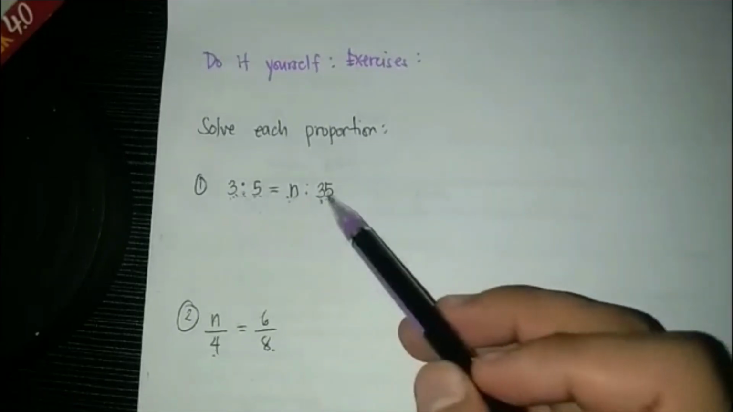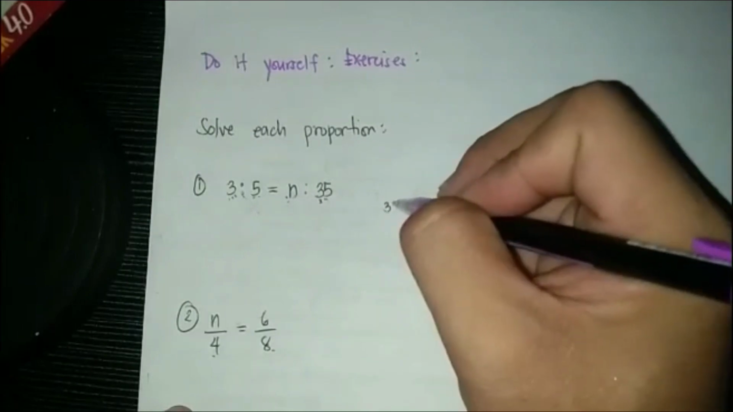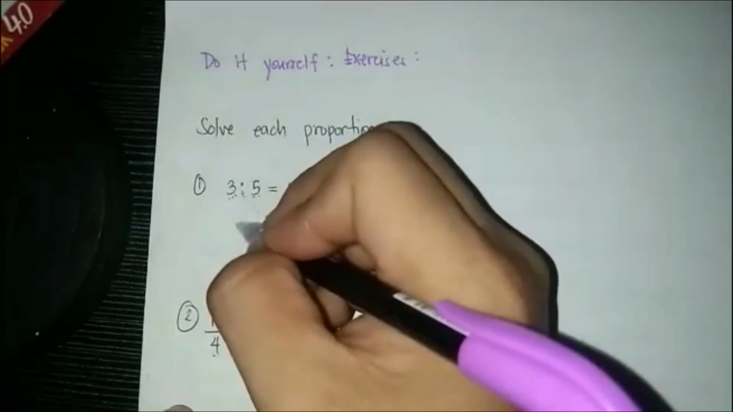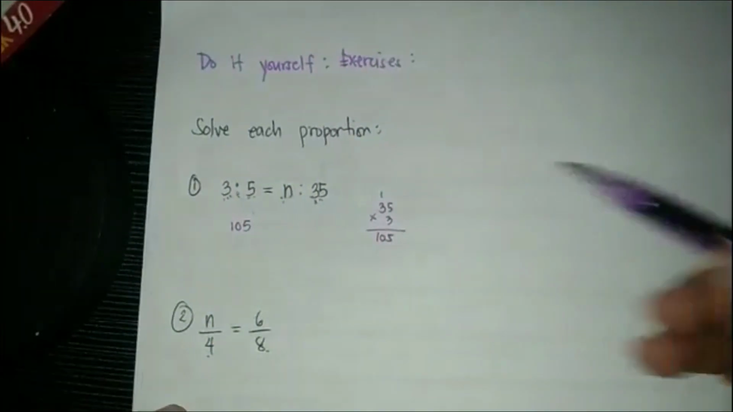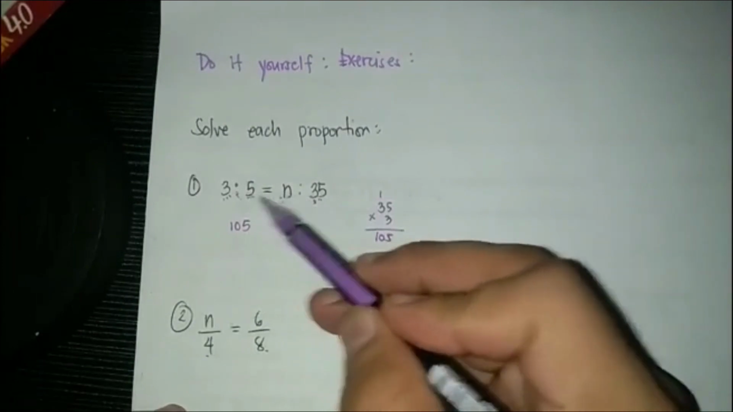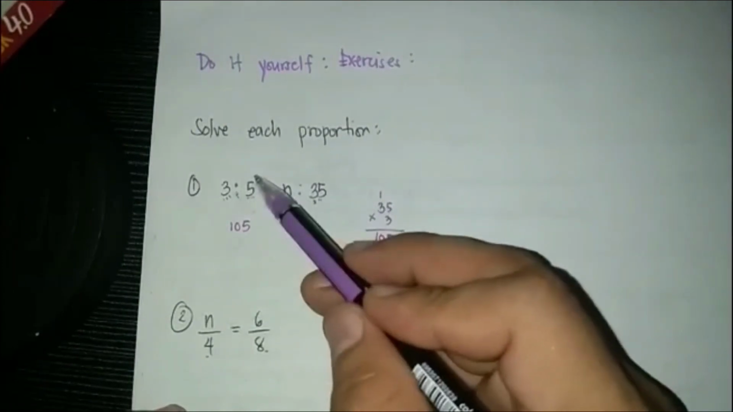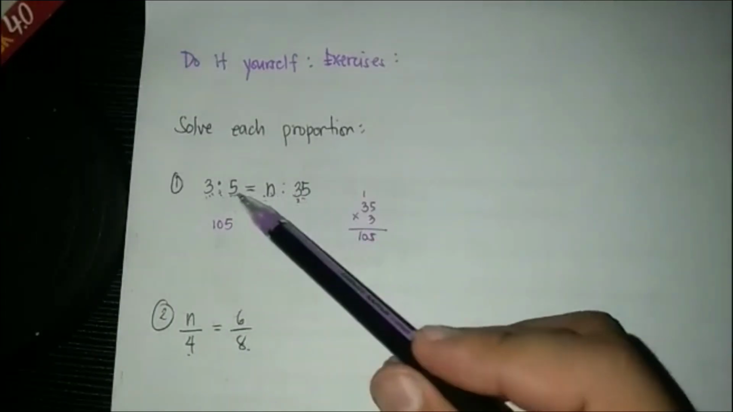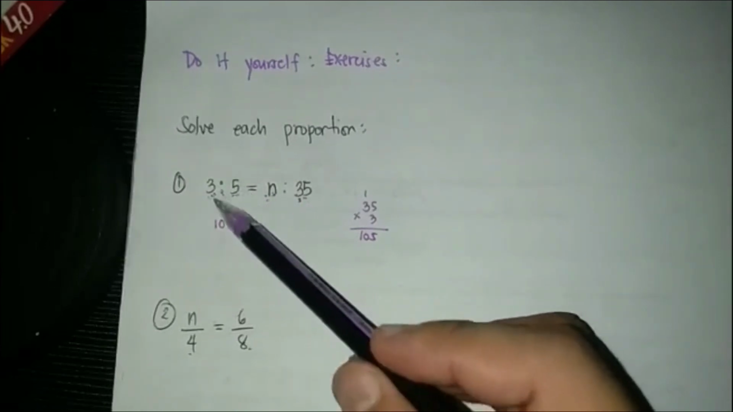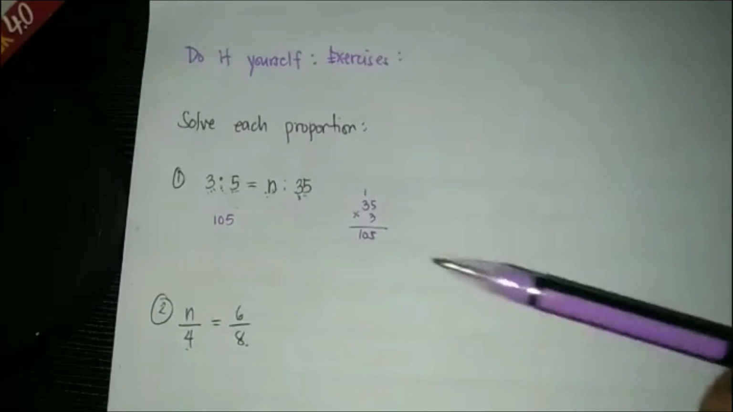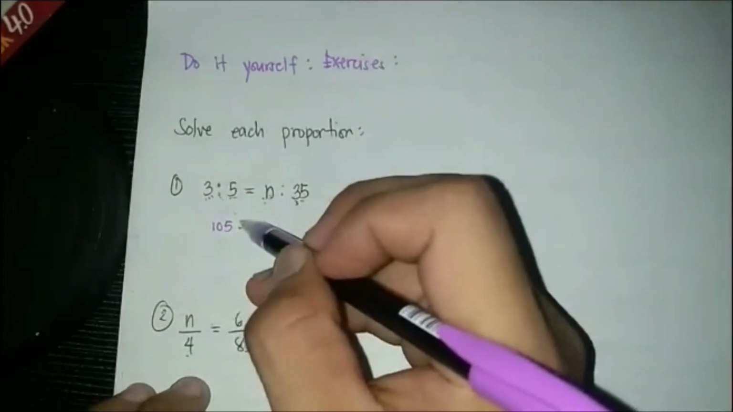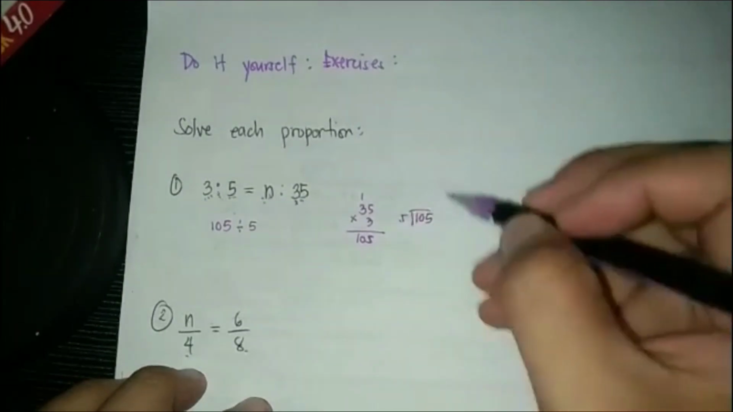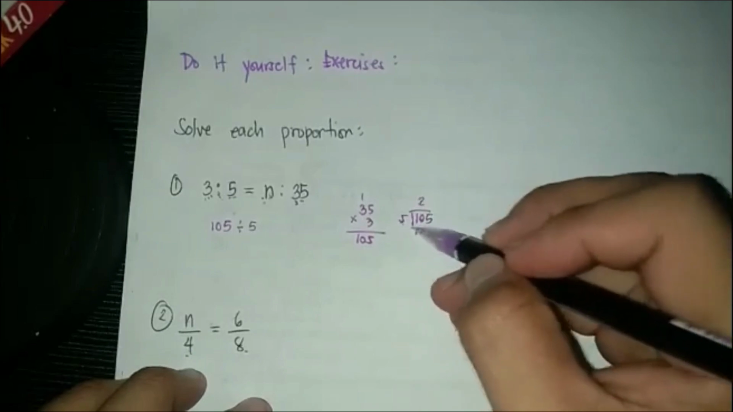So, 3 times 35. Kumpleto ang extreme. So, 35 times 3, 105. Yung kulang, yung means, 5n. 5 tsaka n. Yung kulang po ditong terms, yung means. So i-divide po natin yung na-multiply natin na extreme dun sa may kulang na means. So, divided by 5. 105 divided by 5.